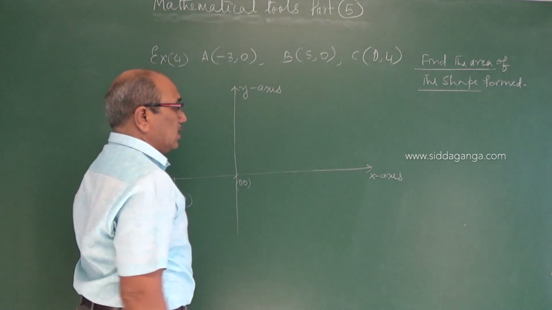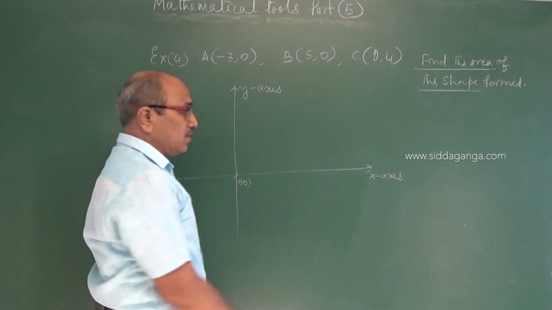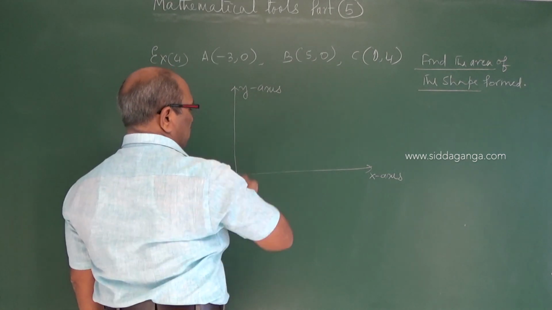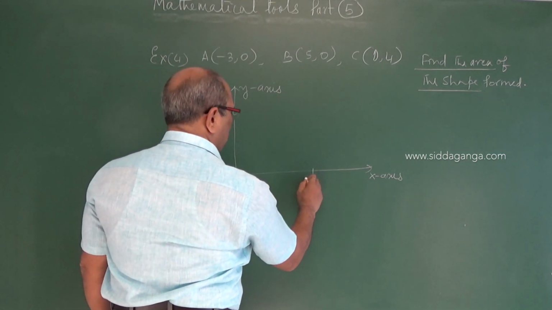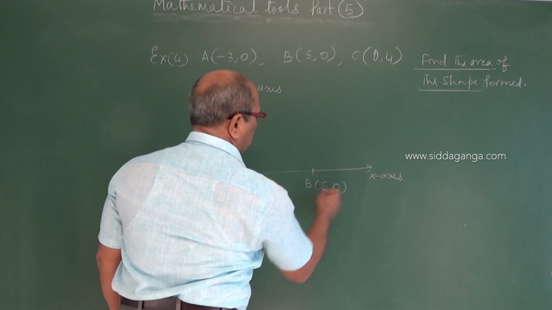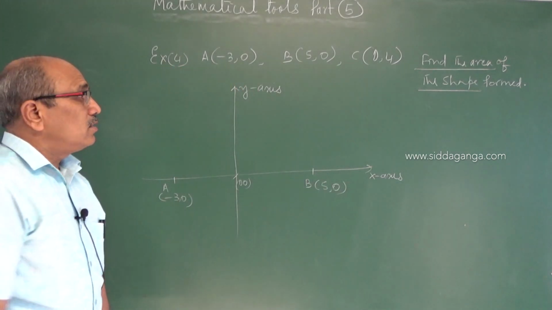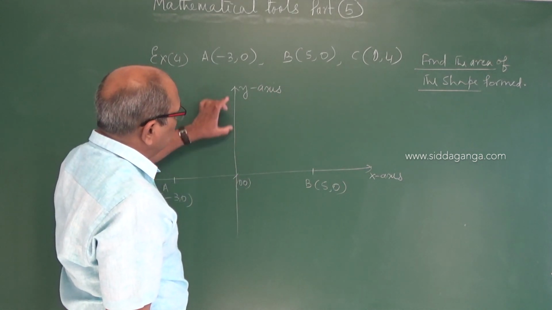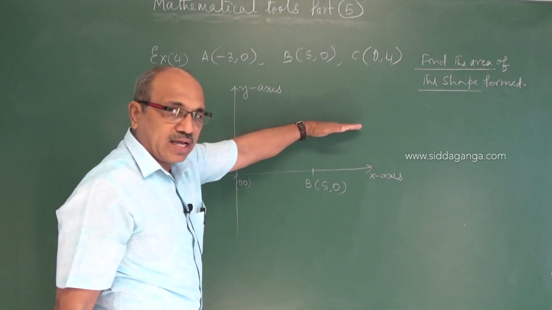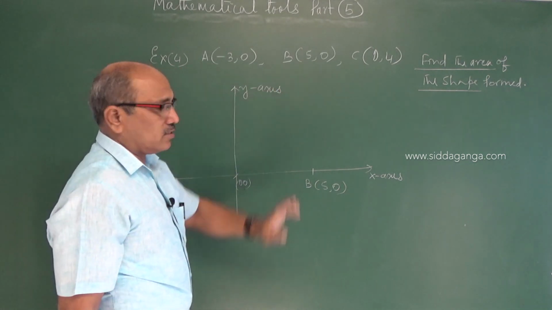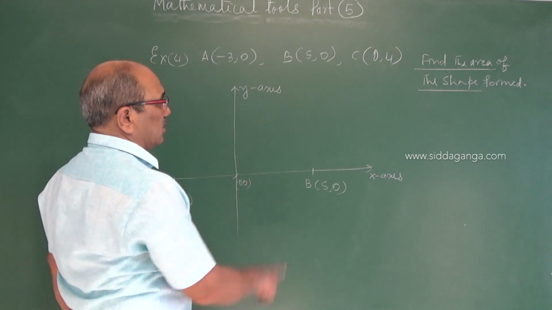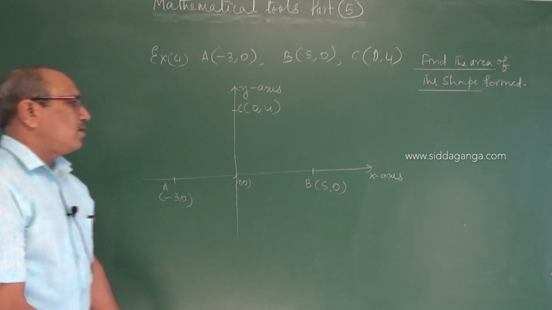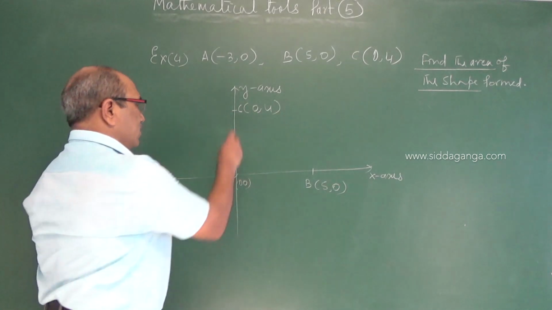5, 0: again the y coordinate is 0. The point is on the x-axis, but it has moved 5 meter away. That may be point B, 5 comma 0. C, in that case x is 0. That means the point is on the y-axis, because we are not moving parallel to the x-axis at all. Only we move on the y-axis, by 4, so 0 comma 4 as C. Right? You are seeing the triangle.